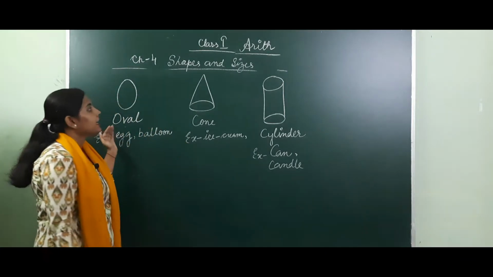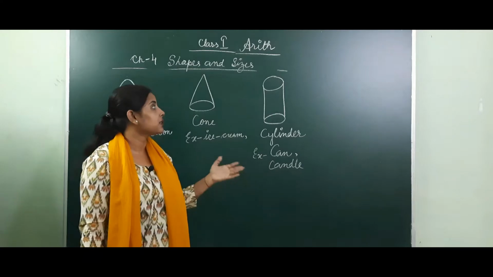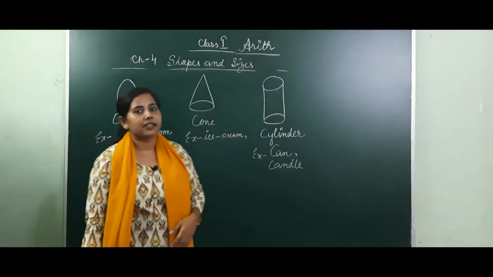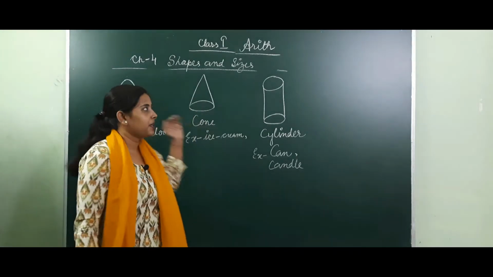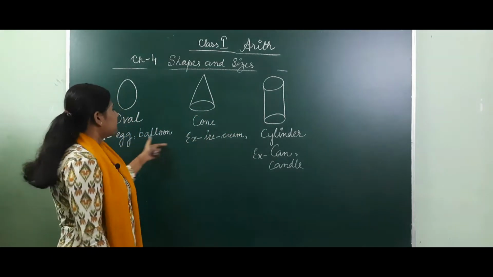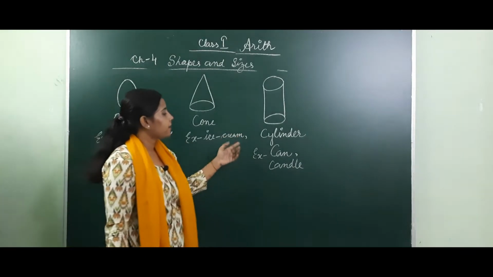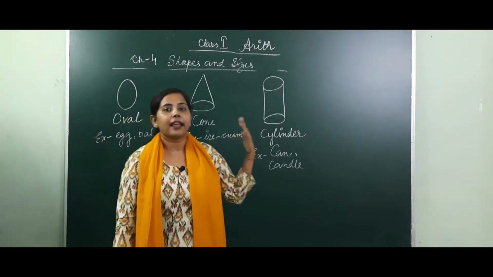We have already come to know the names of the shapes and patterns. The examples which I have cited here, egg, balloon, are known as objects, objects of a shape. Shapes means all of this, these are shapes and patterns, and the things you see around yourself are objects. Ice cream, can, candle. These are the basic shapes and their examples.